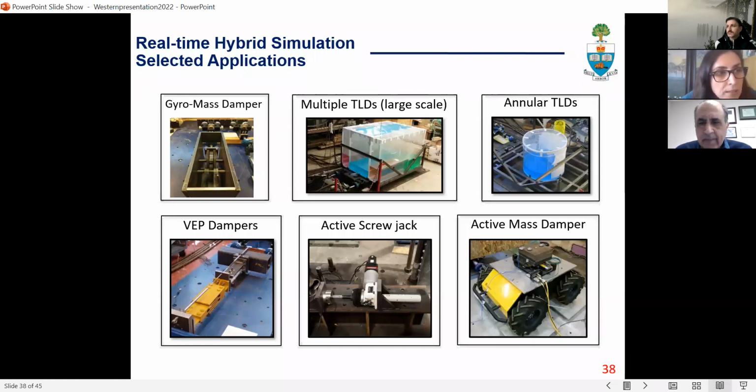The focus and majority of the work on real-time hybrid simulation was motivated by seismic applications for a long time. Only recently, when multi-hazard considerations became more important, the researchers active in real-time hybrid simulation started using wind loading.